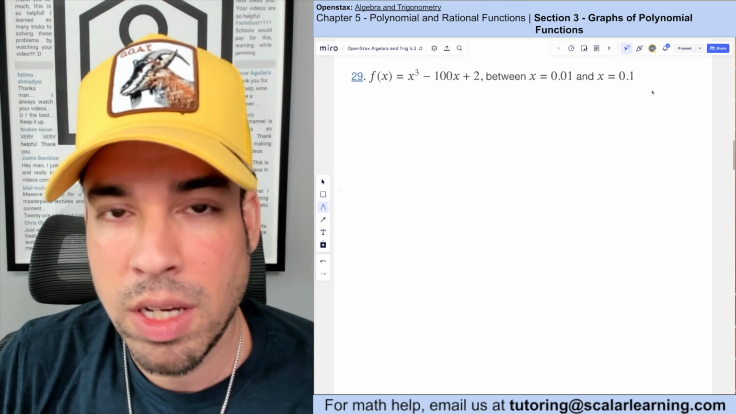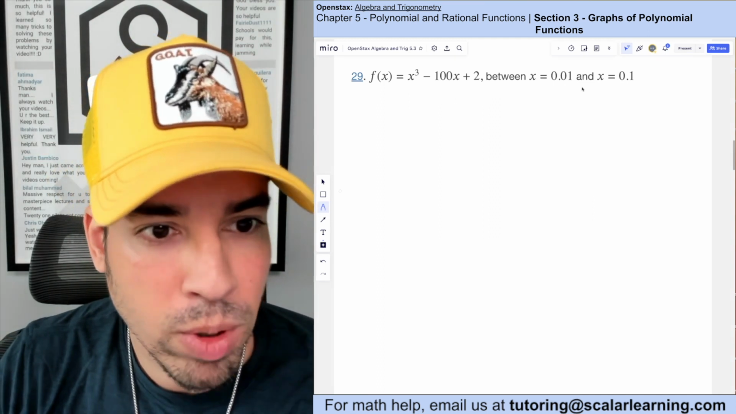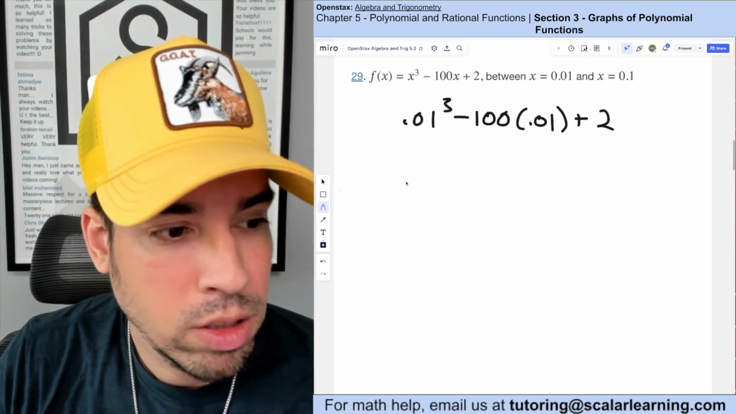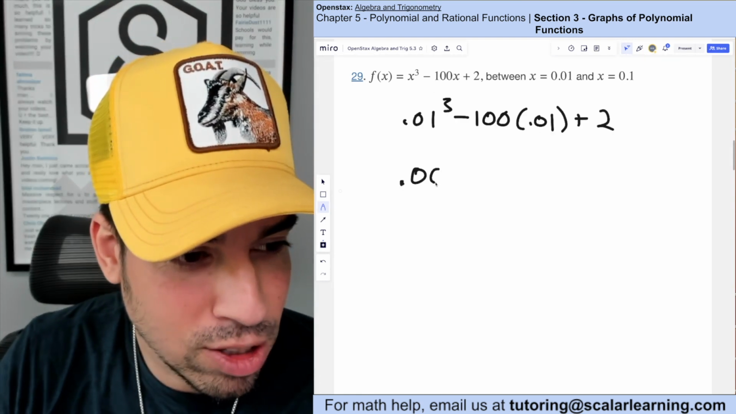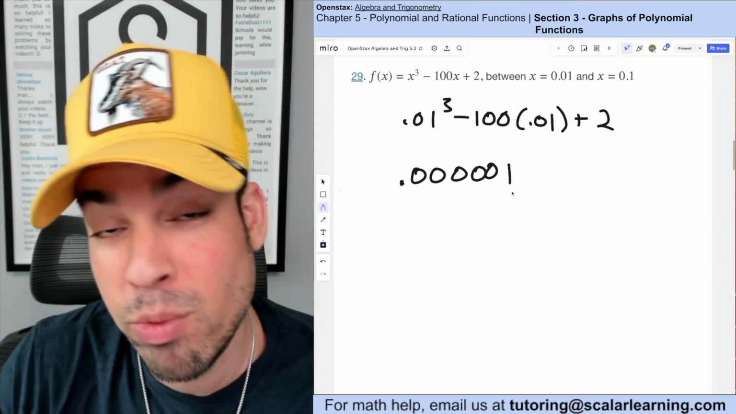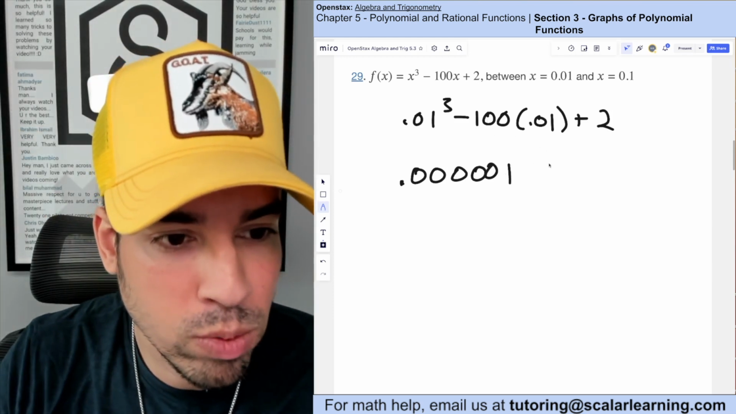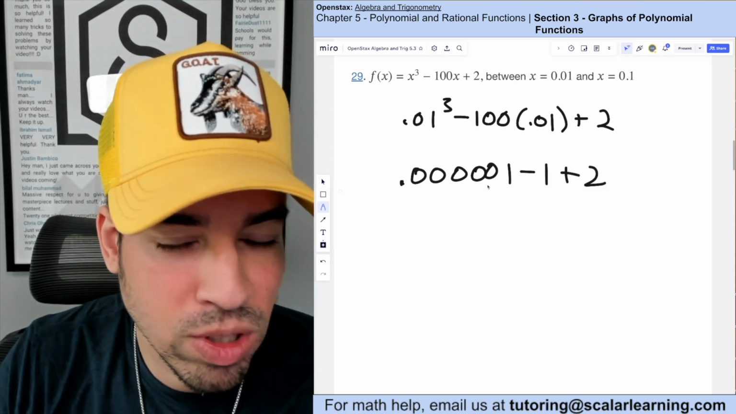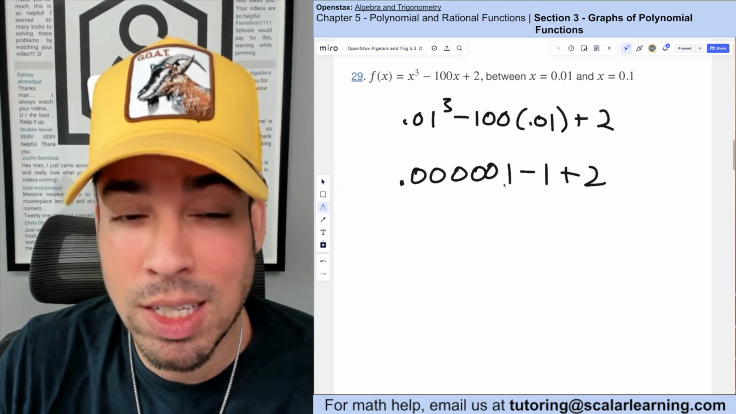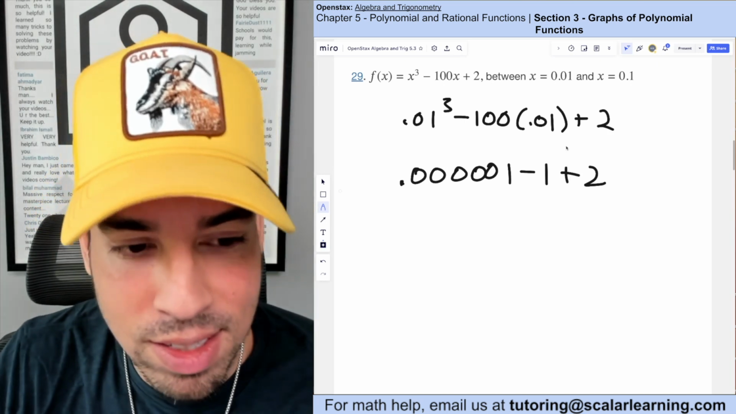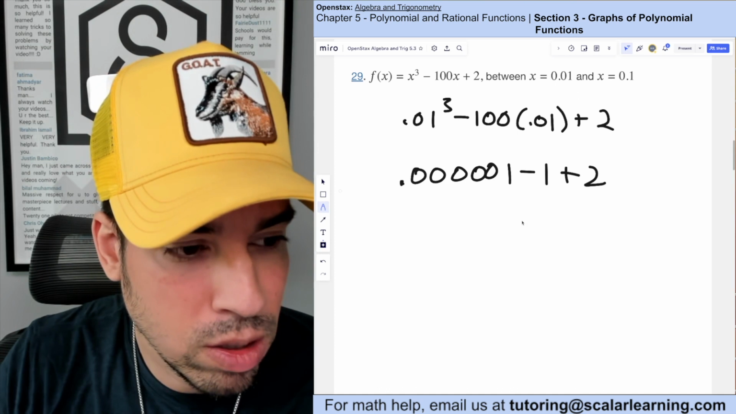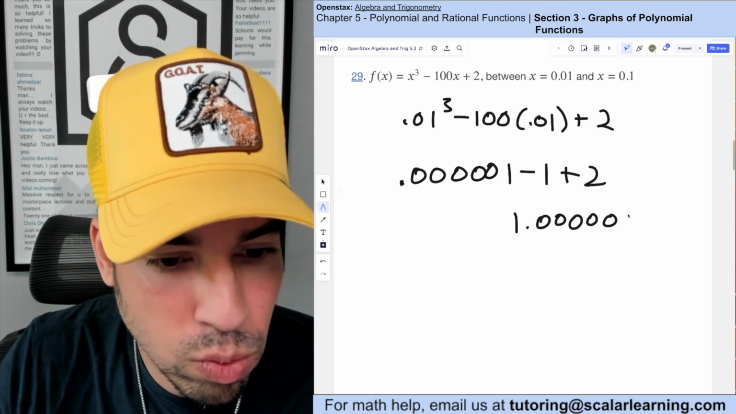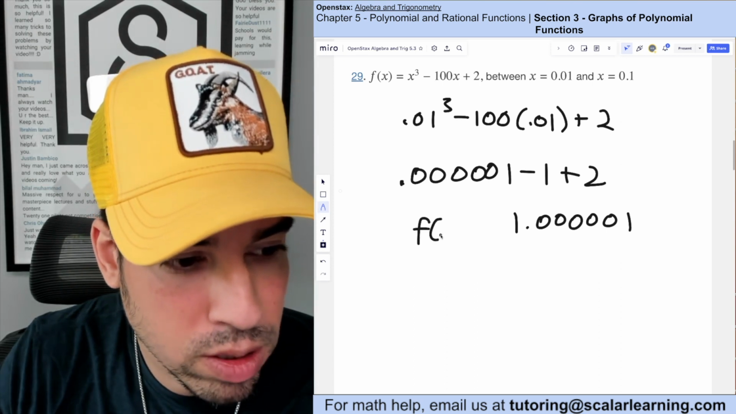Boom, done. Once again, we're using the intermediate value theorem here, and we're going to plug in for 0.01 and 0.1 and see what we get. So 0.01 to the third power is actually going to be 0.000001. It's really small. And then 100 times 0.01 is 1, so that's minus 1 plus 2. So you can see, I mean, this is almost negligible. It's so small. The bottom line is we're getting a positive value, but I'm going to tell you exactly it's going to be 1.000001 is f of 0.01.